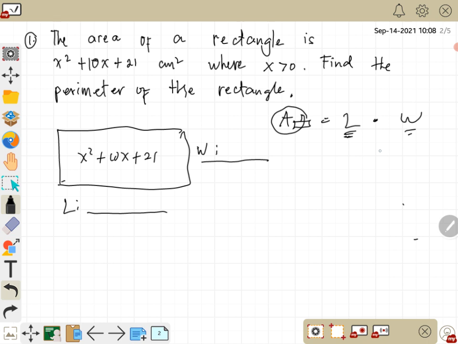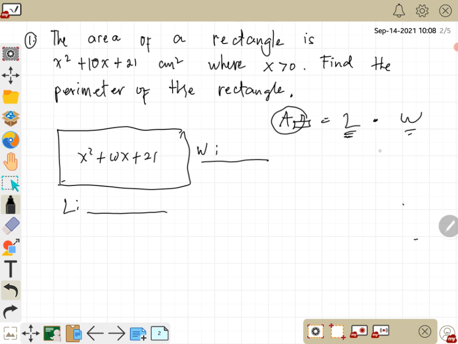Okay? This side is 2x plus 3. And this side is 2x plus 3. So we get our sides of the square already. So the question is simply the perimeter of the square. So what is the perimeter of a square?